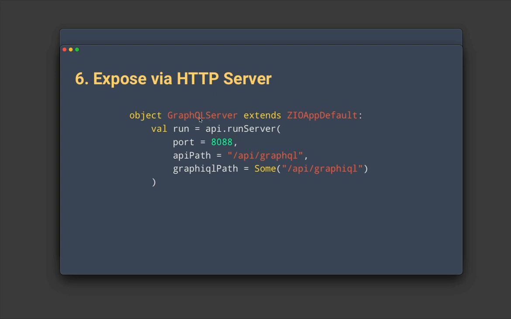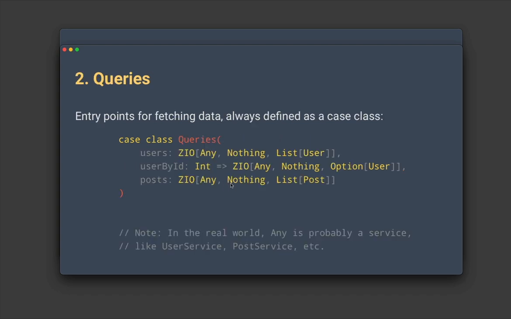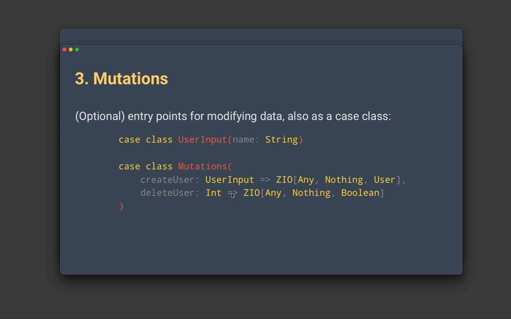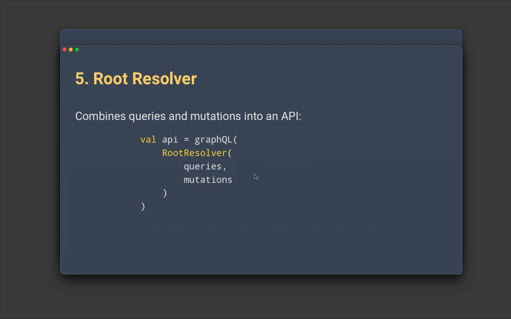Again, we do just what we did before. We create an object with some name. We extend ZIOAppDefault. For the run value here, we say that we want to start with our API variable. We want to run a server. And then we have this information, which I believe is the same as what I showed previously. In all of these previous slides, I should note that we're writing Scala and ZIO code and Caliban code as we go through here and here and here as well. This is all Caliban code right here, and this is Caliban code too.